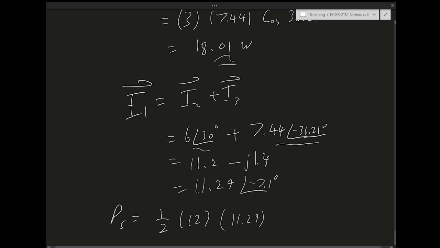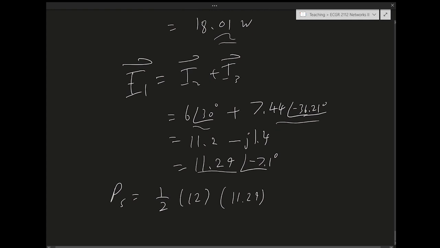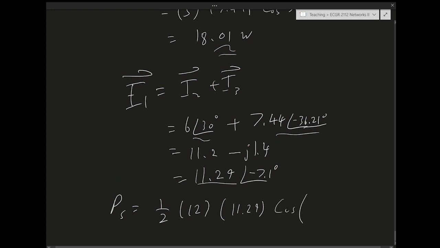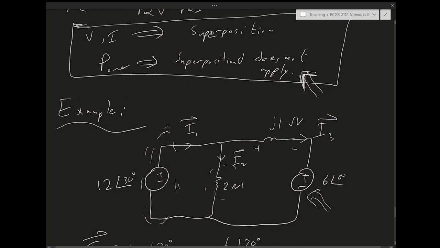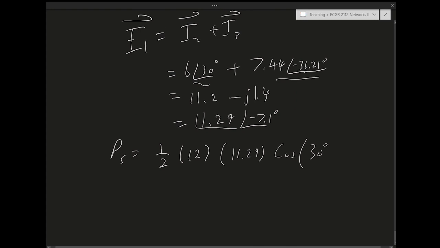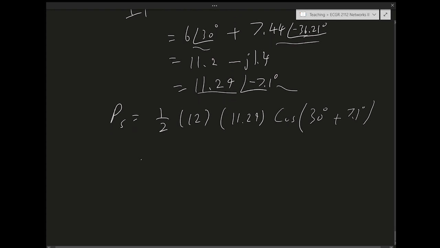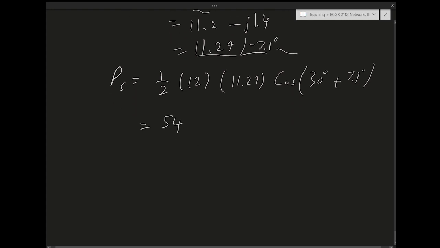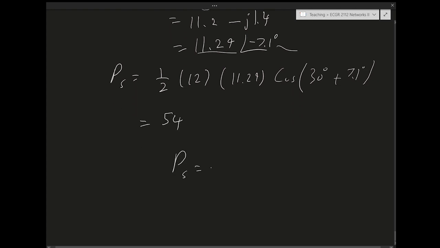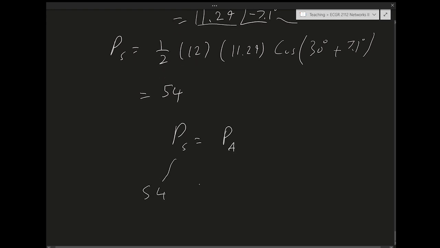So now the supplied power is going to be half V, which is 12, times I, which is 11.29. This is the magnitude of I1. And then cosine of theta V minus theta I. Theta V is 30 degrees, since the voltage source has a 30 degree angle. I1, we discovered, has an angle of minus 7.1. So it's going to be 30 plus 7.1 degrees. I just have to calculate this. If I calculate this, I end up with 54 watts. So the supplied power equals the absorbed power. This is 54, which is equal to 18 plus 36.